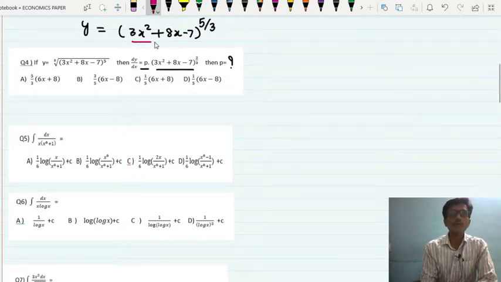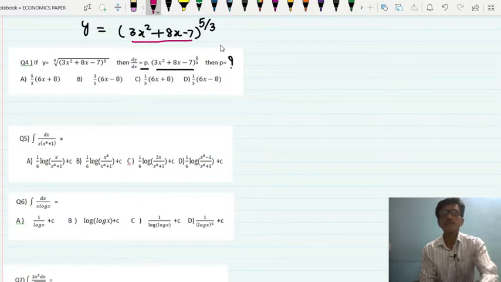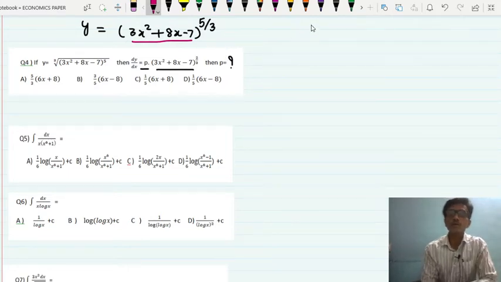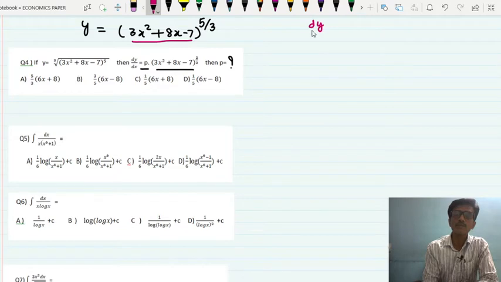So see here, this is f(x) raised to power n. So the derivative, or dy by dx, will be, say this is u, so it will be 5 by 3 into u raised to power 5 by 3 minus 1, that is 2 by 3, into du by dx.